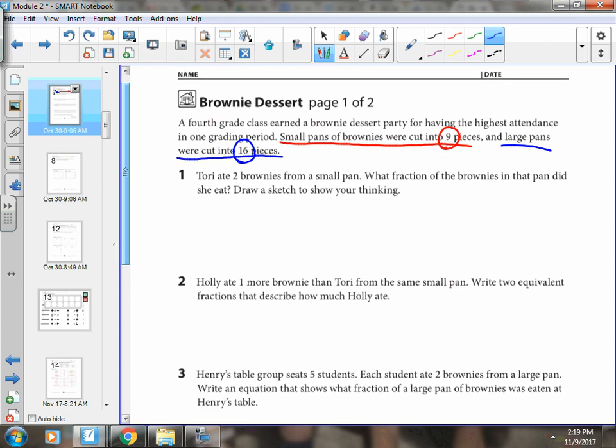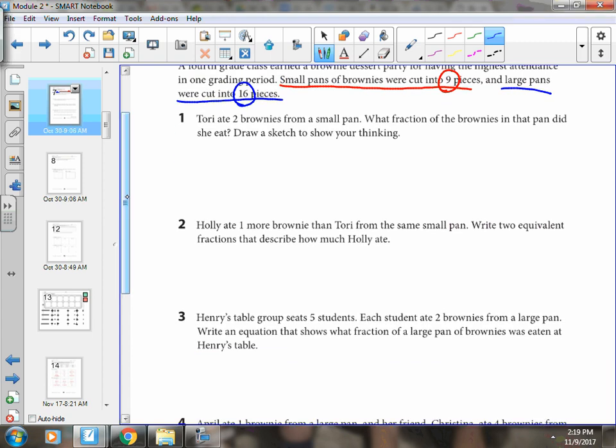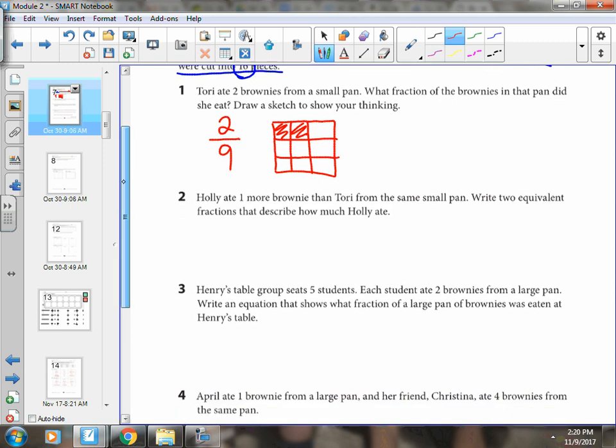Tori ate 2 brownies from a small pan. What fraction of the brownies in that pan did she eat? So she ate 2 brownies out of the 9 brownies in a small pan. And it says to draw a sketch. It is okay if your sketch does not look exactly like mine, as long as you have 9 pieces and you show 2 of them, 2 ninths.